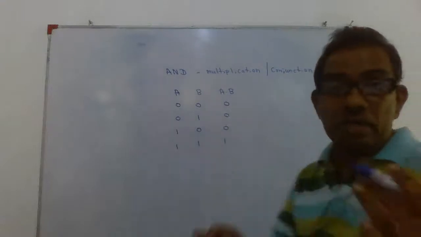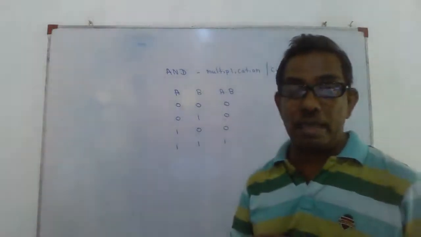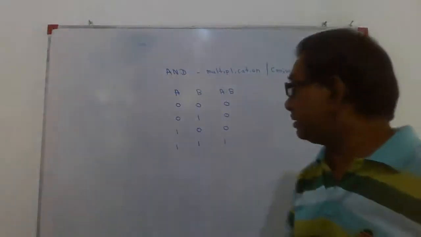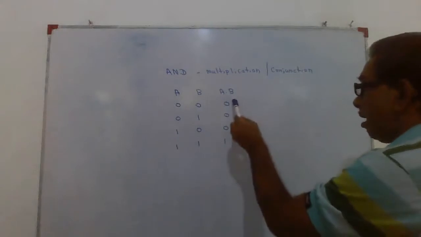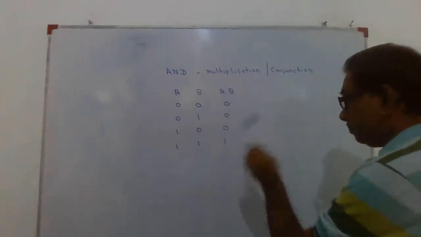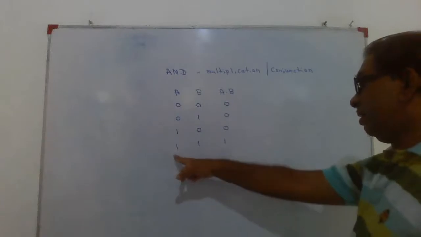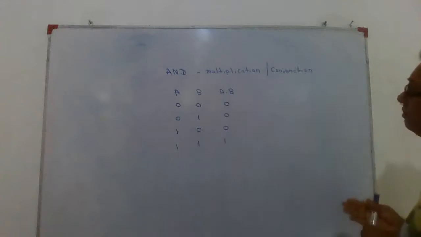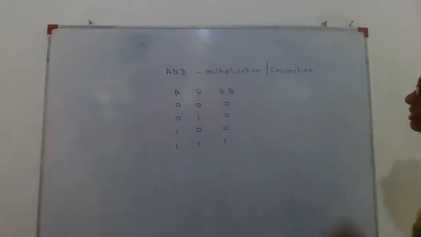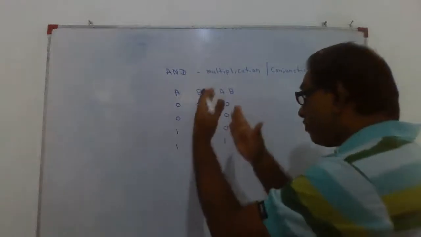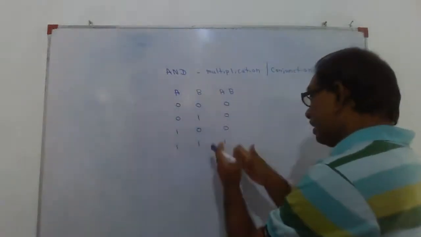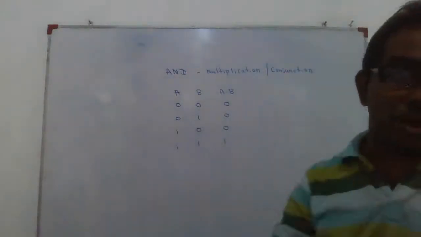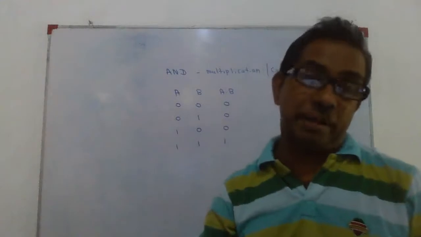So this is how we understand the AND operator. See, there are 3 occasions we get 0, and then 1 into 1 is 1. Conjunction, in the sense, we have a word called conjunction here. If both values are 1, then only we get 1 as the output. That is conjunction. So this is the main idea about the AND operator.